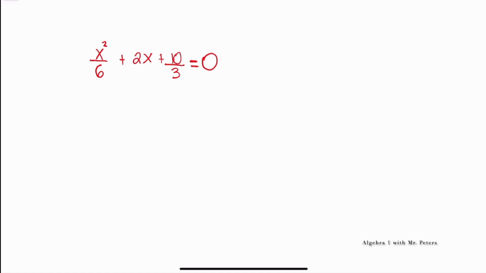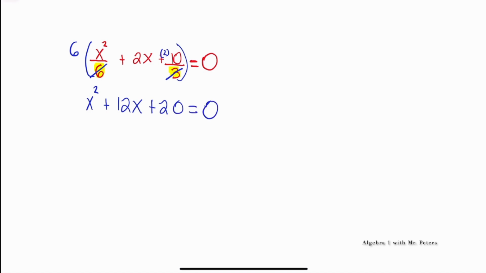This method is going to be a little bit different than the previous ones I showed. So we're going to start off the same way. We look at the denominators. We know we have a least common denominator that we can use of 6. So once we multiply by 6, it cancels out. We're left with x squared plus 6 times 2 gives us 12x. When we simplify, 6 divided by 3 is going to give us 2. 2 times 10 is going to give us plus 20. And this is equal to 0.